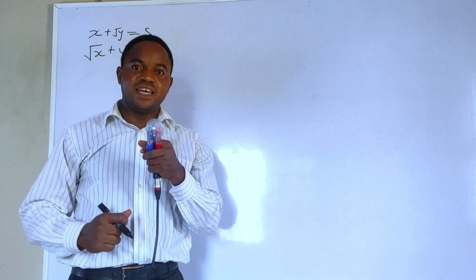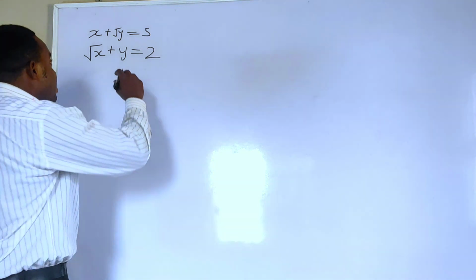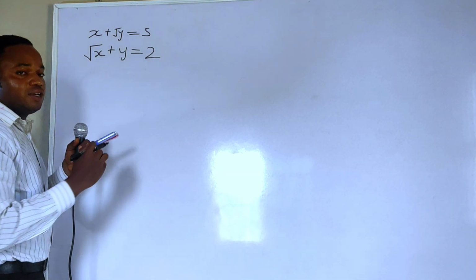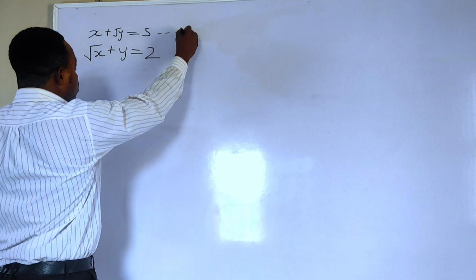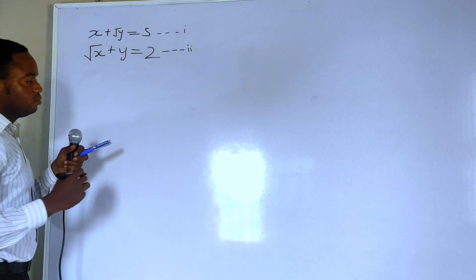Welcome back. In this lesson, we are going to be solving this system of equations: x plus square root of y equals 5, and square root of x plus y equals 2. Let us begin by labeling this equation 1, and this, let's call it 2.